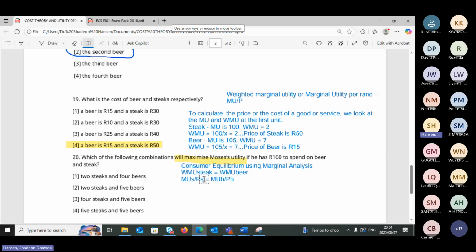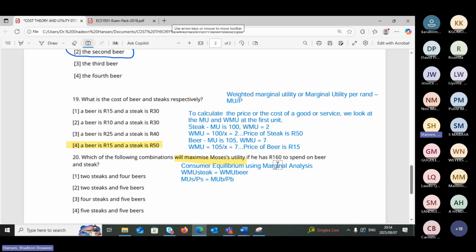There must be an instance, students, where your weighted marginal utilities must be equal to one another. The second condition that holds, students, is that whatever quantities you get over here, if we multiply those quantities by the respective prices, it must exhaust your income of 160 Rand. Only then will you be able to reach consumer equilibrium.